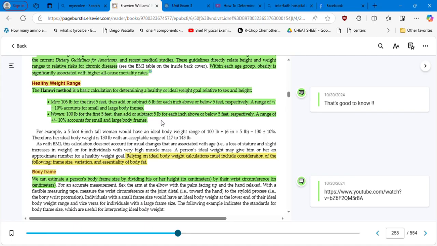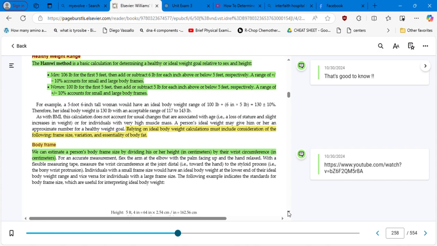The same thing for a woman. Let's say it's a 5 feet 3 inches woman, so it's going to be 100 pounds for those 5 feet, and then 5 pounds for each inch above or below. So 5 feet 3 inches, it's going to be 5 pounds multiplied by 3, because there are 3 inches, is 15, plus 100 is 115 pounds, the ideal weight for this woman of 5 feet 3 inches.